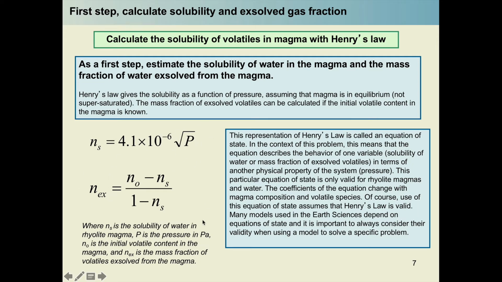So we're going to do a little mass balance equation here next, in which N_ex is equal to N_0, which is the initial mass of volatiles in the system, minus N_s, which is the amount of volatiles that remain dissolved in the melt, divided by 1 minus N_s. So these are the equations you're going to use to estimate volatile solubility and then the amount of exsolved volatiles in the bubbles.